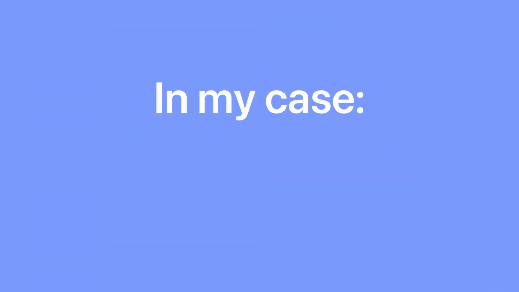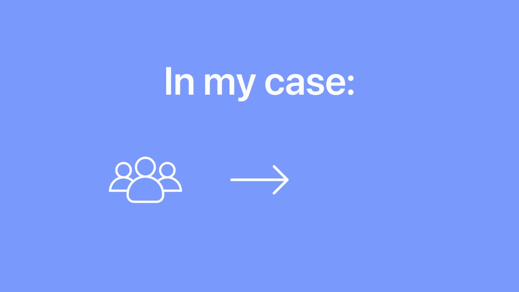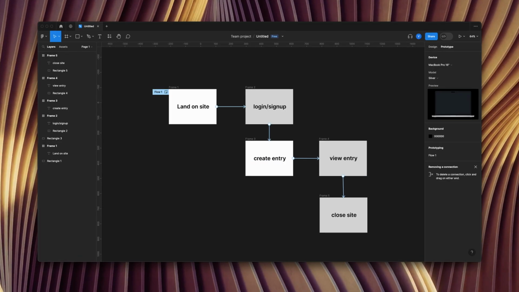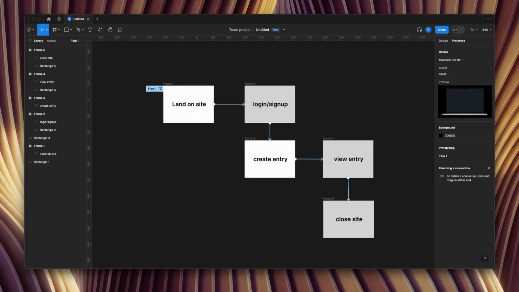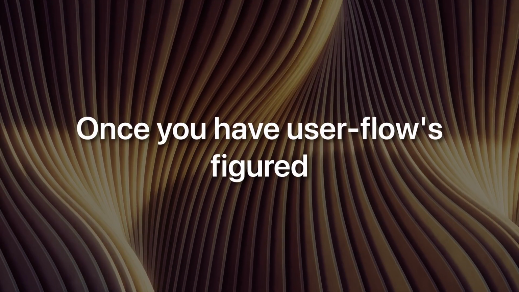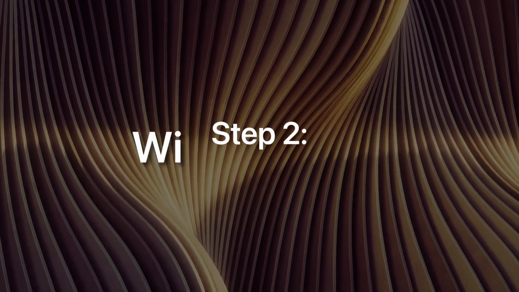In my case, users will land on my site and want to write down their thoughts in their private journal. What I'm showing on screen is an example of a user flow diagram. Once you have user flows figured out, it's time to move on to step 2, wireframing.